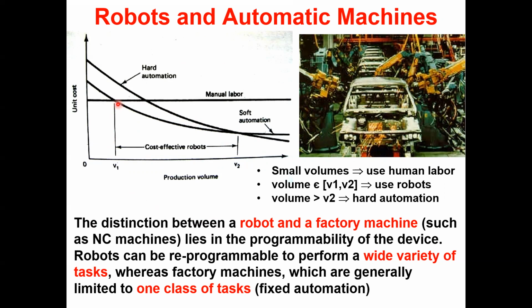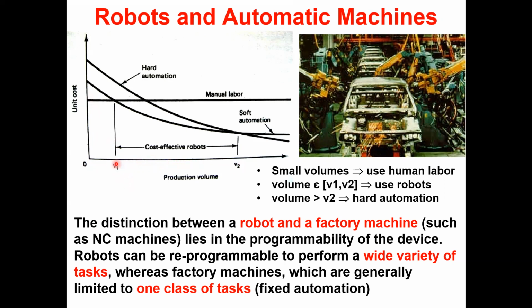What is most important for us is only these two intersections, right? The first one where the soft automation crosses the manual labor line. So if your production volume is under V1, you better go for manual labor. Don't worry about robots or hard automated machines. Just employ some people and implement your production, if your production volume is very small, below V1.